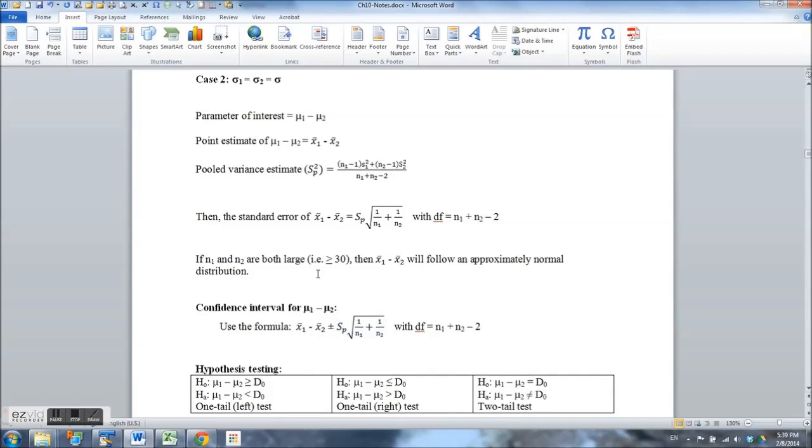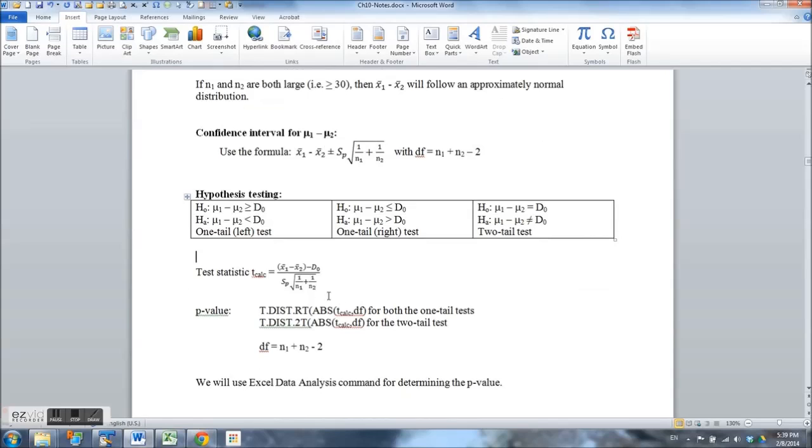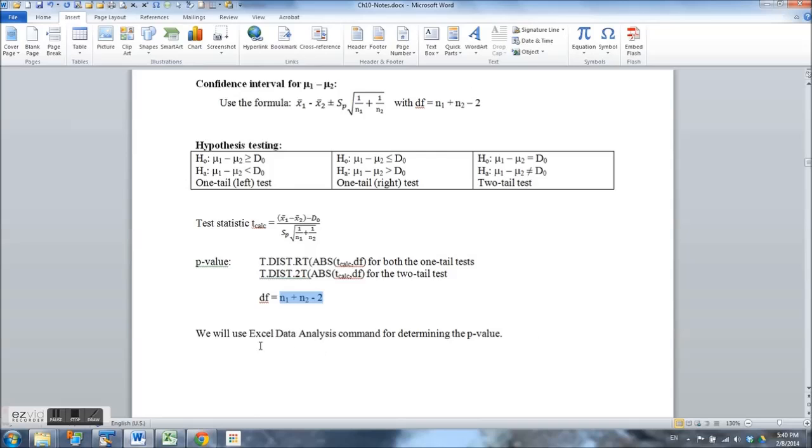Now hypothesis testing, the same three types as before. Now the test statistic is going to be the same as before, except that the standard error is now different in the denominator. And once you compute the test statistic, we can use the t dot dist functions for the p-value. And the degrees of freedom is very easy, n sub 1 plus n sub 2 minus 2. But we are going to use the Excel data analysis command to get this whole thing done.